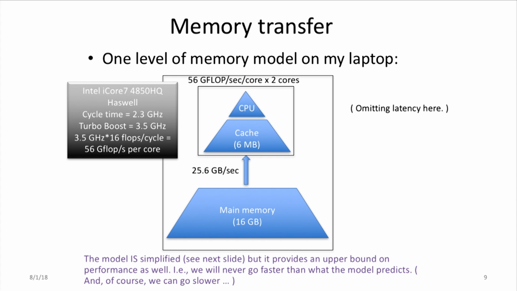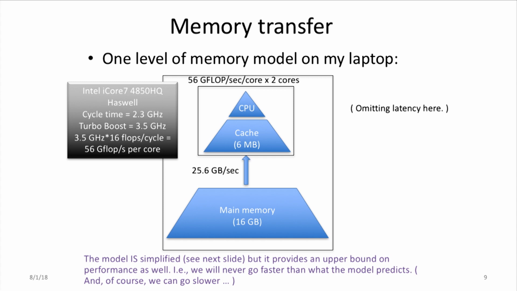So I've got a Haswell processor, 3.5 times 16 flops per cycle, says that each core has the potential to do 56 gigaflops on my laptop. This is a machine I use to read email. That's incredible. That's a stunning achievement, right? That we can see that in a laptop that has a battery that lasts probably 6 hours.